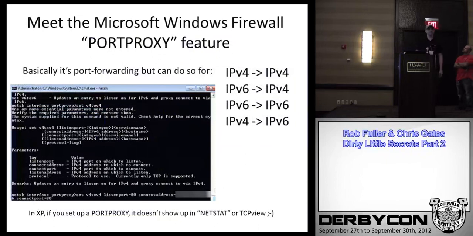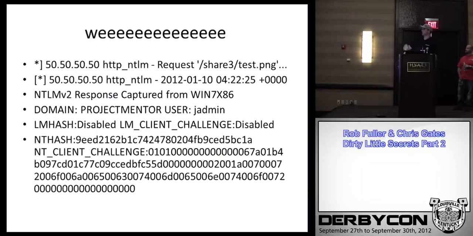Meet port proxy. So port proxy is a very easy way of listening on a victim without having to do anything special. And it's built into Windows. Thank you, Microsoft. It does port forwarding for IPv4 to IPv4, v6 to v4, v6 to v6, v4 to v6. So I can say, hey, listening on 80 on the IPv4 address and ship it out over IPv6 over Teredo. So I am essentially bypassing every single protection you have over IPv6 because it's tunneling IPv6 out. And with your powers combined, I get shells and hashes externally.